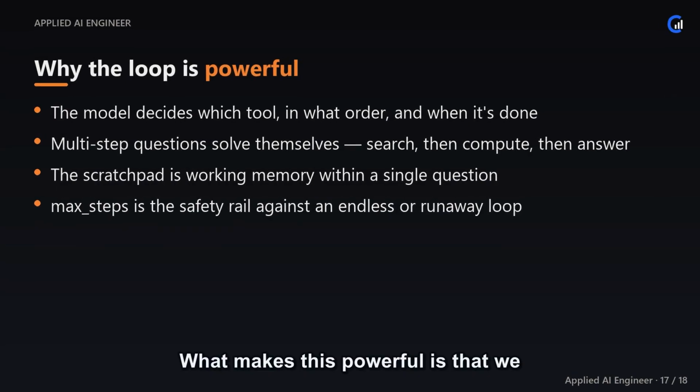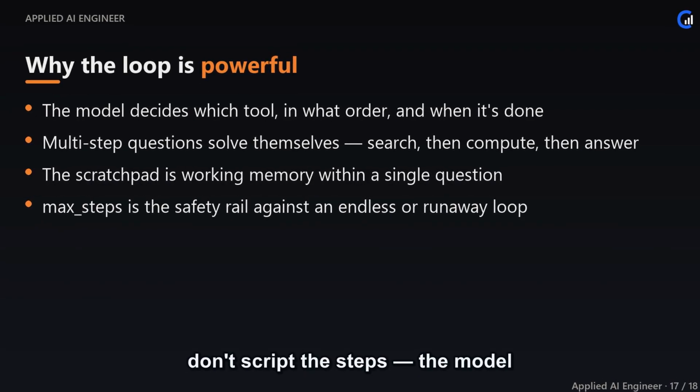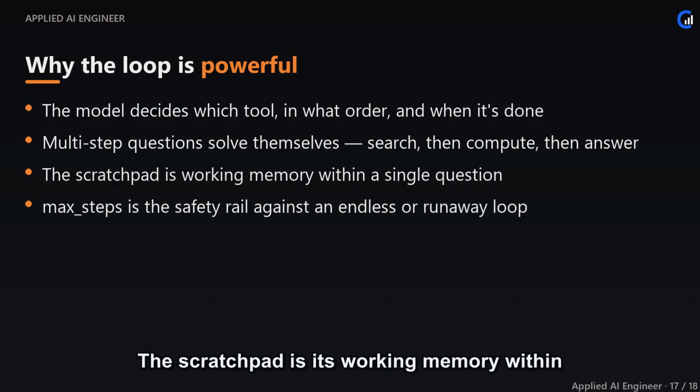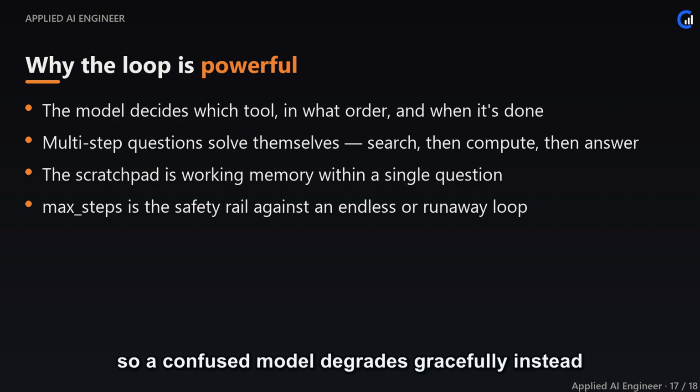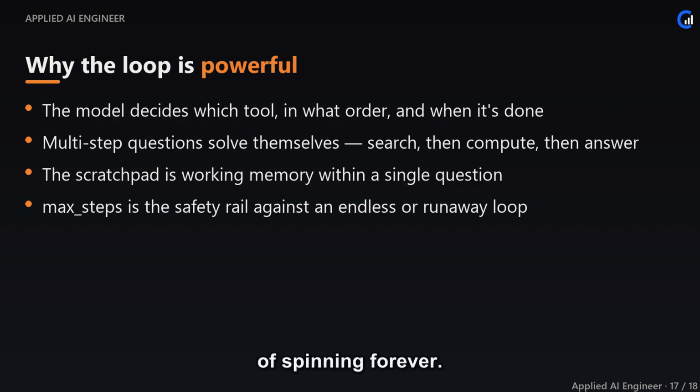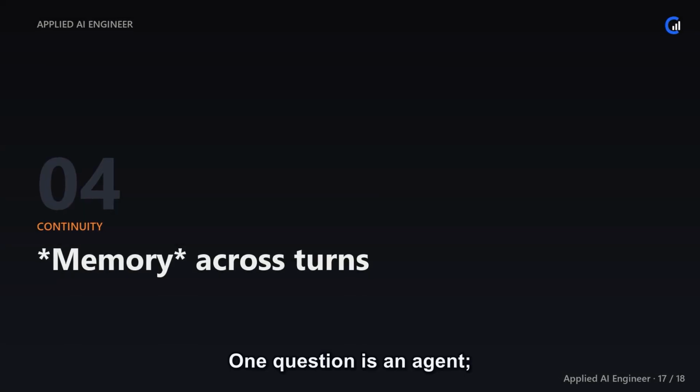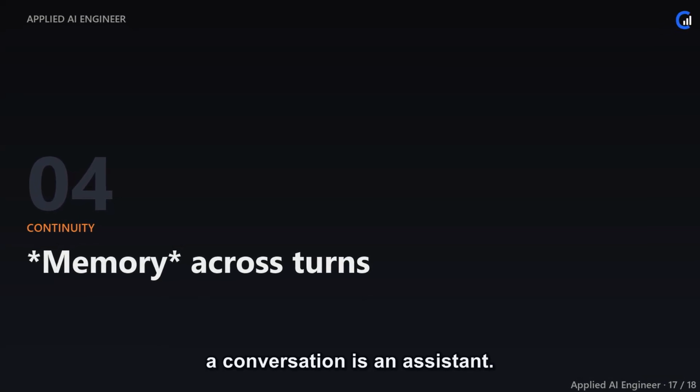What makes this powerful is that we don't script the steps, the model chooses them. It decides which tool to reach for, in what order, and when it has enough to answer. A question that needs a lookup and then a calculation just works, because the loop keeps going until the model is satisfied. The scratchpad is its working memory within one question. And the step budget is the safety rail every agent needs, so a confused model degrades gracefully instead of spinning forever. One question is an agent, a conversation is an assistant.